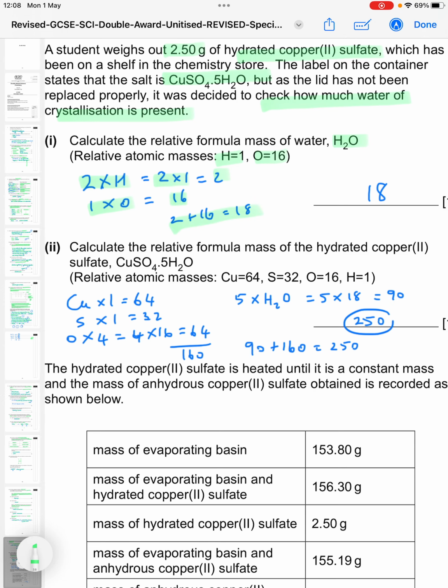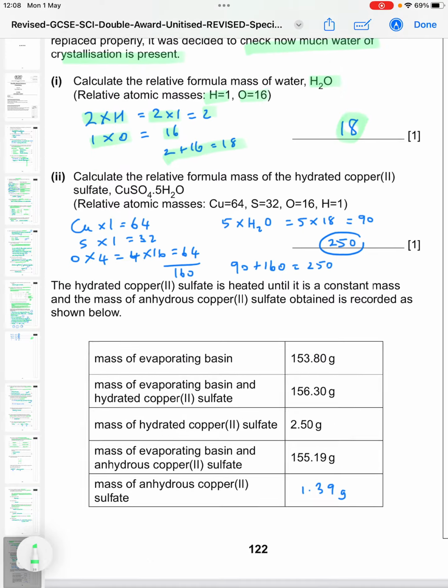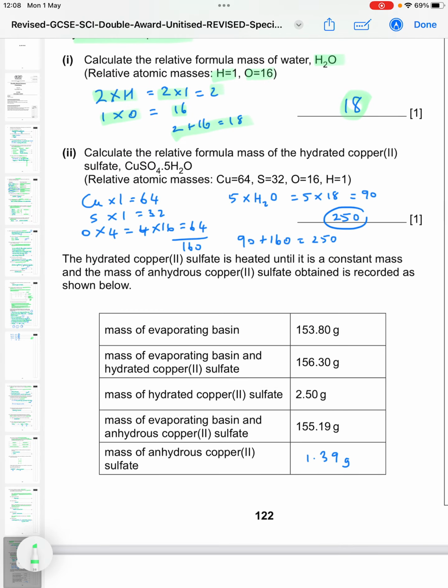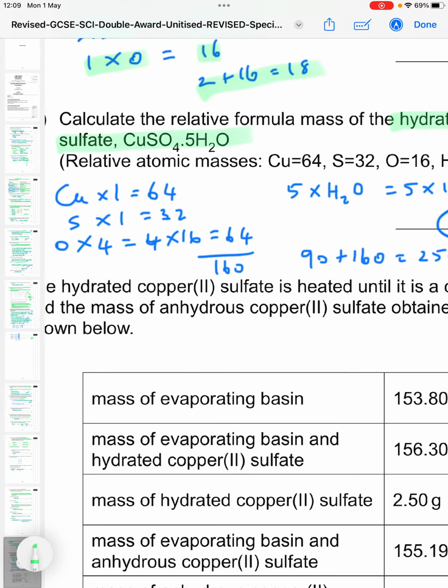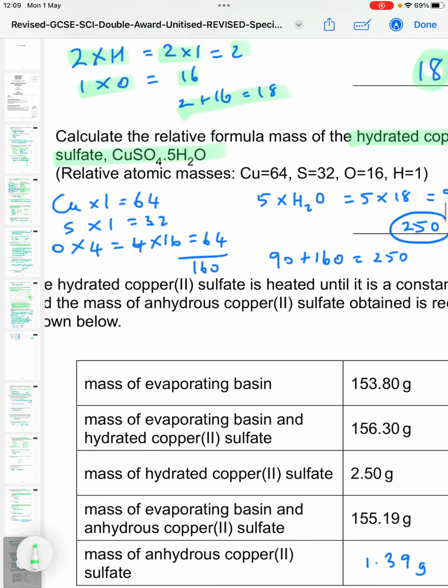So 2 hydrogens is 2 times 1, which is 2. 1 oxygen is 16. So 2 plus 16 is 18. So your formula mass for water is 18. Next, calculate the relative formula mass of the hydrated copper(II) sulfate, CuSO4.5H2O.